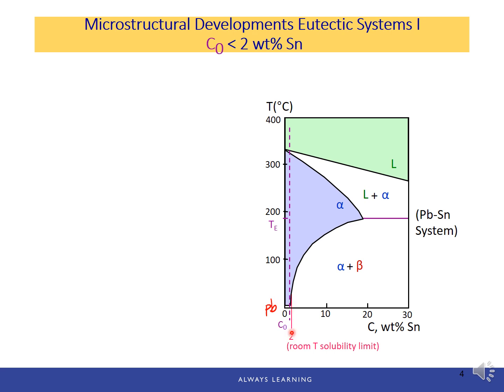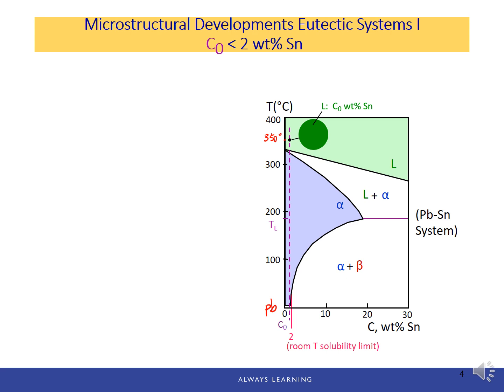So at room temperature, we can only add 2% of tin into lead to form a single solid solution, right? So that's the solubility, 2%. Now we're going to focus on the composition between the pure lead and 2% of tin, this region. And let's say we have a composition of C sub 0 that is below 2% of tin, and we're going to cool it down from above the liquidus temperature. Let's say this temperature is about 350. And then we cool it down, following this dashed line.